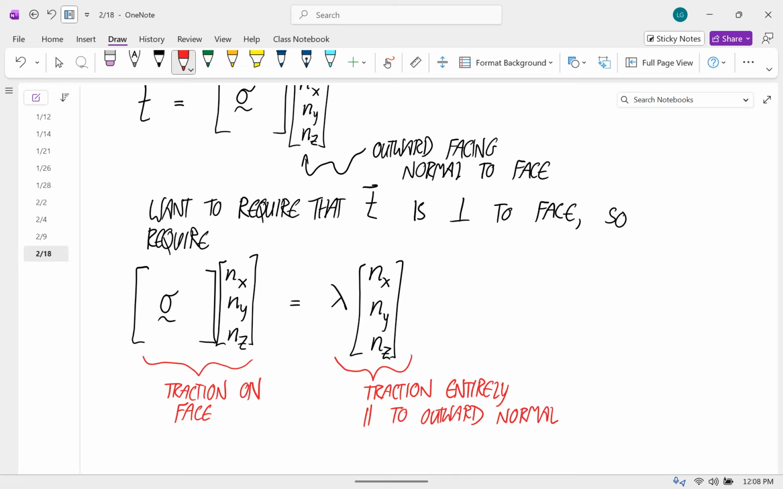Okay, so sit and think about that for a second. So this is the origin of the principal stresses. We're trying to find a face, and this face is defined by its outward facing normal. Okay. And we're trying to find a face where the traction is entirely parallel to that outward facing normal.